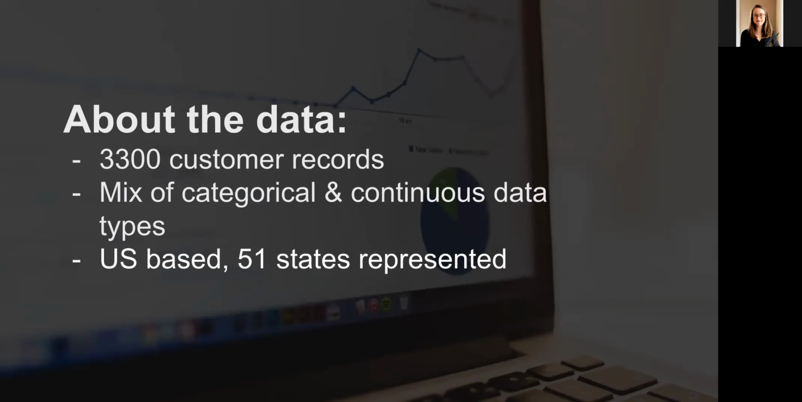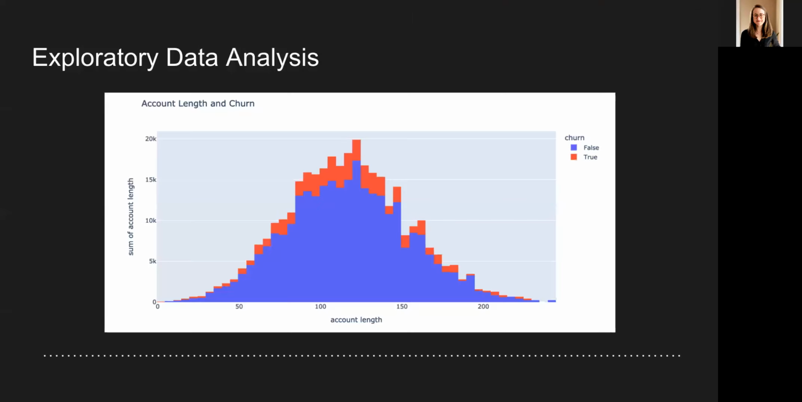And the data was a mix of categorical and continuous data types. There was also a fair amount of redundancy in this data. For example, there were columns regarding minutes used and charges accrued, which are directly associated by the rate that the customer is charged. So there was some noise that I addressed in the data before moving on to modeling.